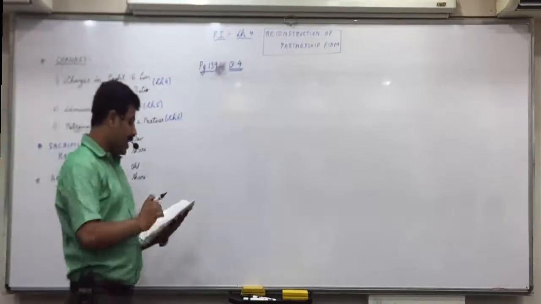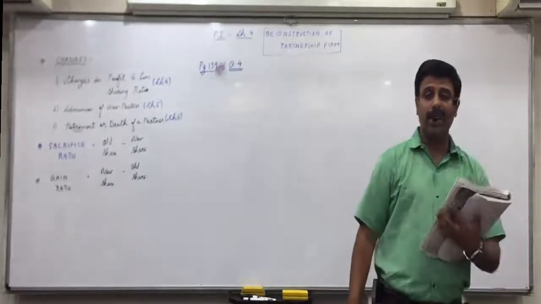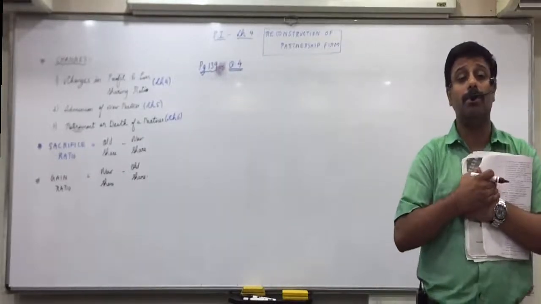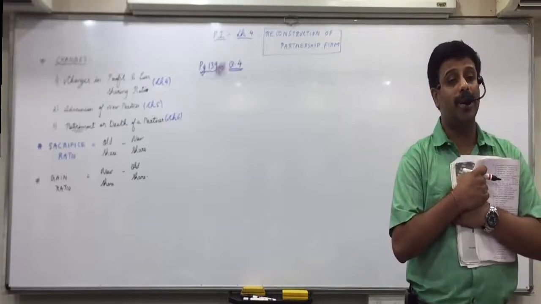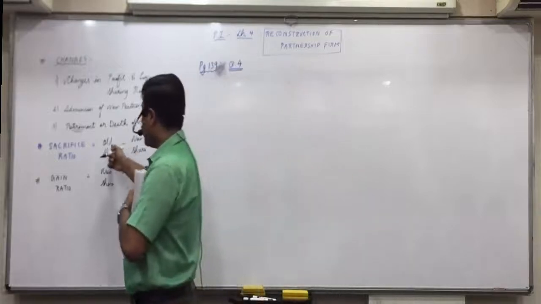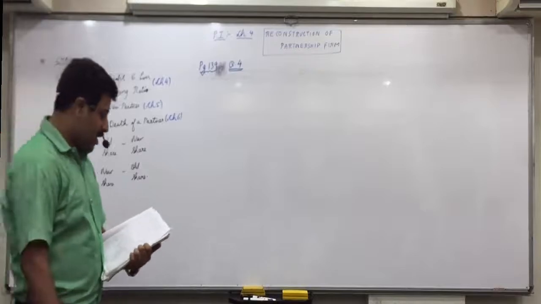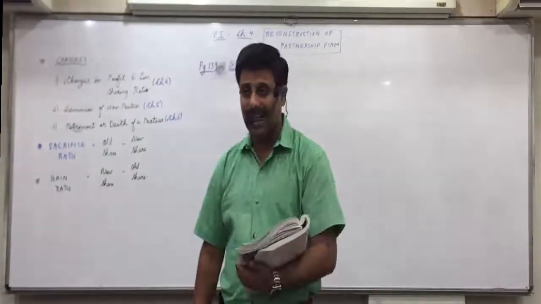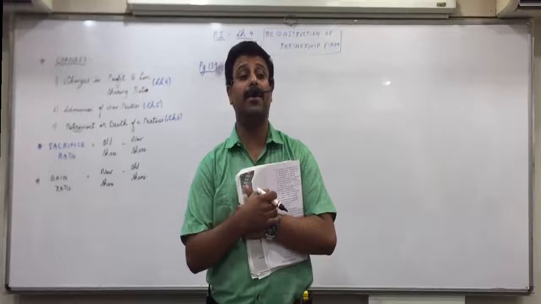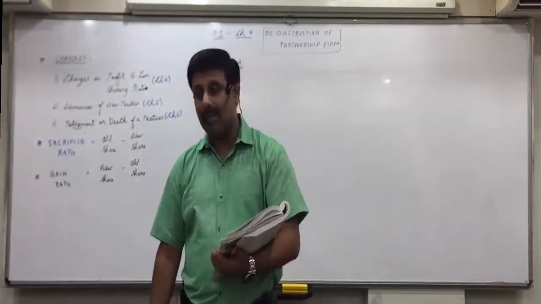Amar and Akbar are the partners of a firm sharing profit and loss of the firm in equal proportion. What is that equal proportion? Old ratio. Definitely 1:1, but here it is your old ratio. Let us write OR, old ratio. Okay, equal proportion is the old ratio. Further, they decided to change their profit and loss sharing proportion to 3:2 for future. Calculate what sacrifice has been made by which partner.